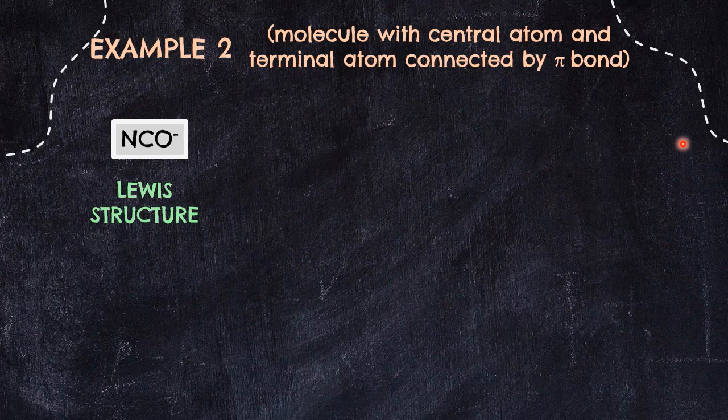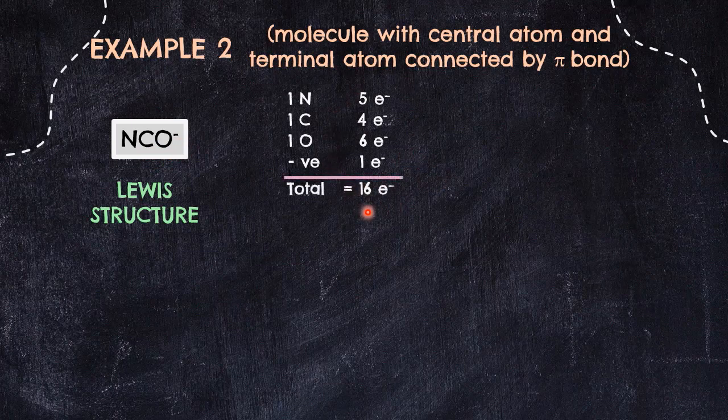For the second example, we are going to look at a molecule with a central atom and terminal atoms connected to the central atom by pi bonds. First, we need to count the total valence electrons contributed by 1 nitrogen, 1 carbon, 1 oxygen, and 1 negative charge. So altogether this gives us 16 electrons.